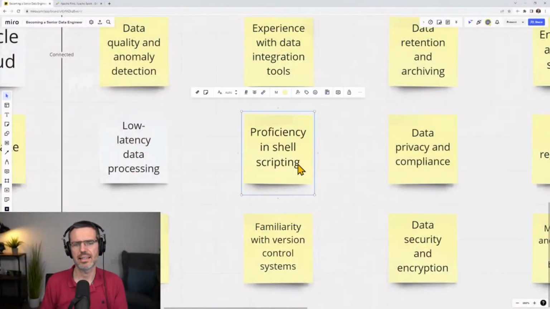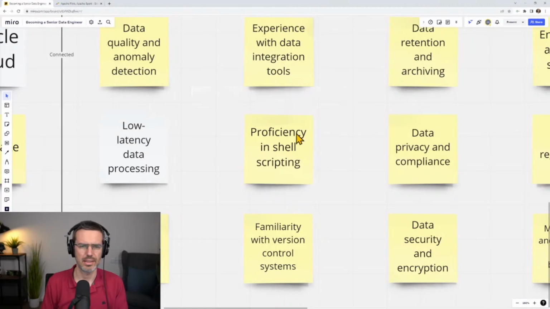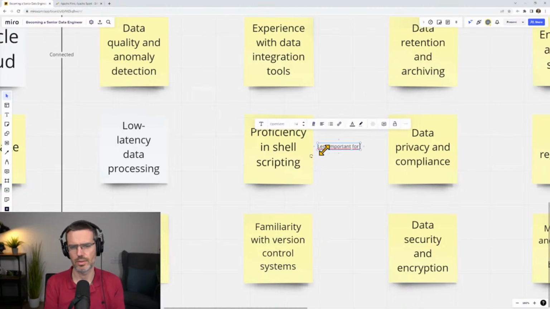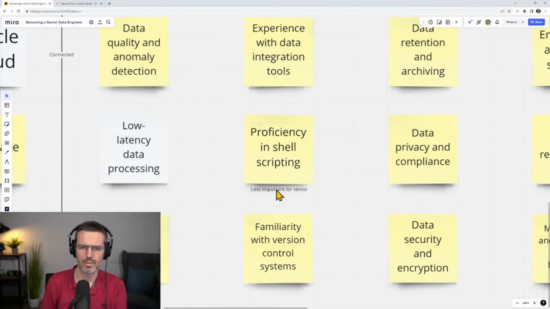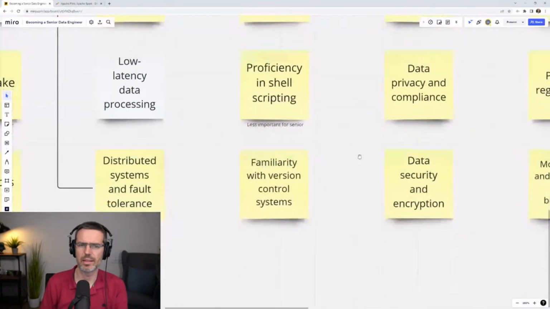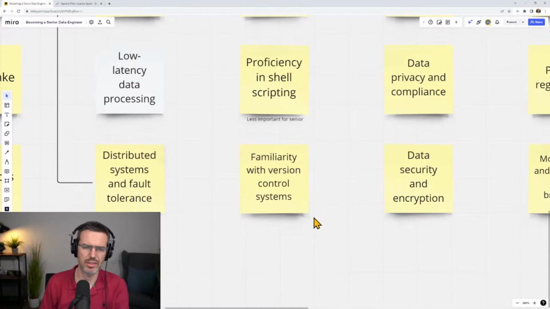But for a senior, I think this might be less important. Let's add a quick text here. Less important for senior. Because you already know this as a professional data engineer.